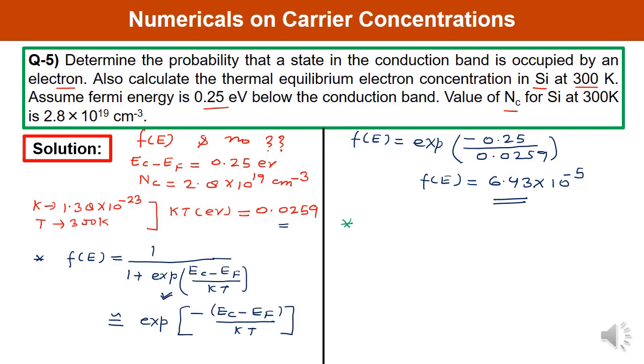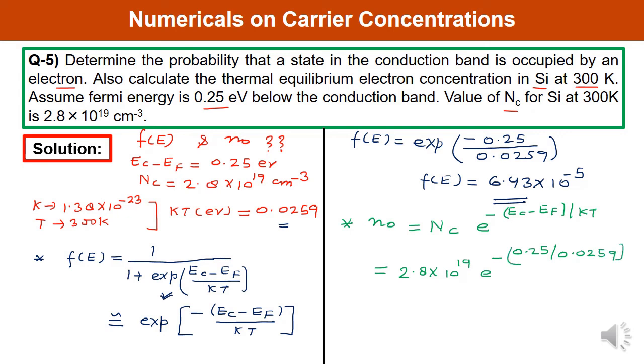Now let us solve the second one, where you have to calculate the thermal equilibrium electron concentration, meaning N naught. And the formula of N naught is Nc e raised to the power minus Ec minus Ef upon K into T. Again substitute the values. Nc is 2.8 into 10 raised to the power 19, e raised to the power minus 0.25 upon 0.0259. Simplify it. You will get the value of N naught as 17.97 into 10 raised to the power 14 per centimeter cube. So one thing you have to calculate, Fe, you have already calculated, and second, N naught. Clear?